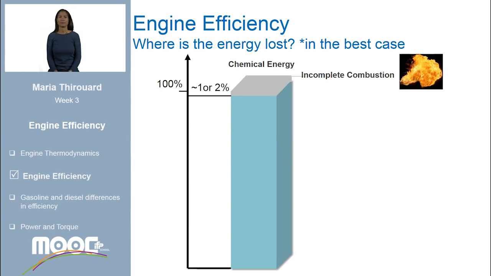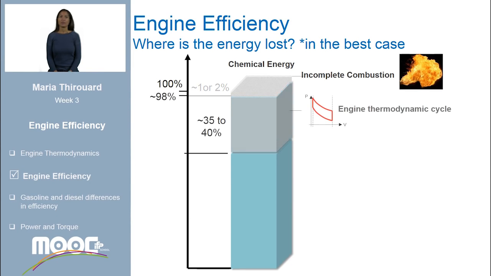Once the fuel burns, the heat produced by combustion is used in the engine thermodynamic cycle to produce power. The thermodynamic efficiency must be taken into account now. The thermodynamic efficiency, as we have seen, depends on the compression ratio. Roughly, we can say that around 35 to 40% of the energy is wasted when the fuel is used during an ideal engine's thermodynamic cycle.